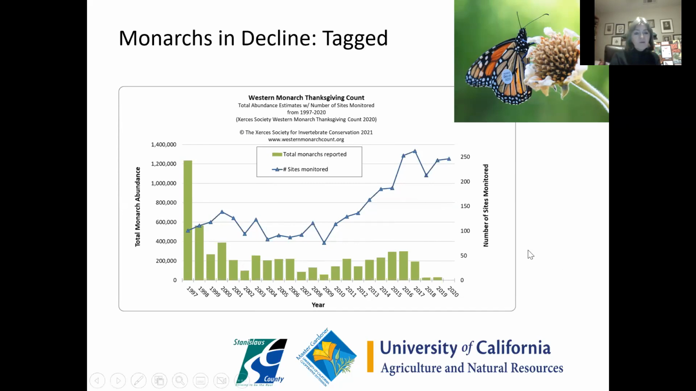Now the line graph at the top shows how many sites were being monitored. So back in 1997, there were actually fewer sites being monitored, and they started being worried about them way back then. But notice now, by 2020, we have more sites being monitored, but fewer monarchs being found. So that tells us we have a problem. We're doing a better job of monitoring sites, but finding fewer and fewer butterflies. So this is a chart that can get our attention.